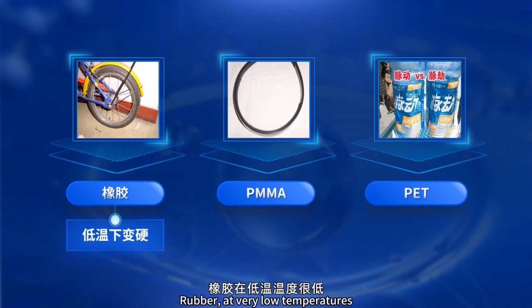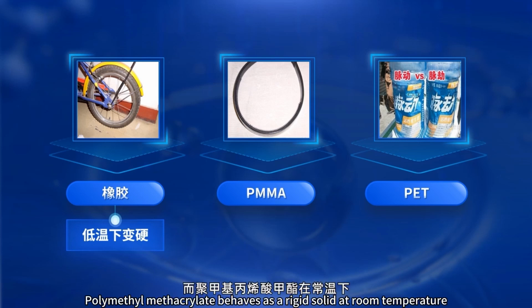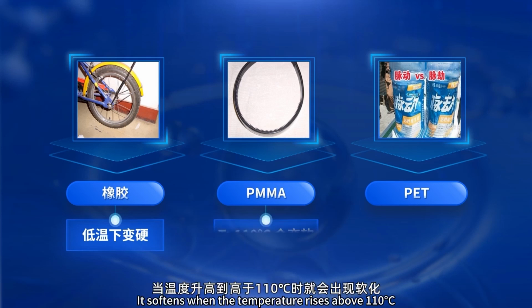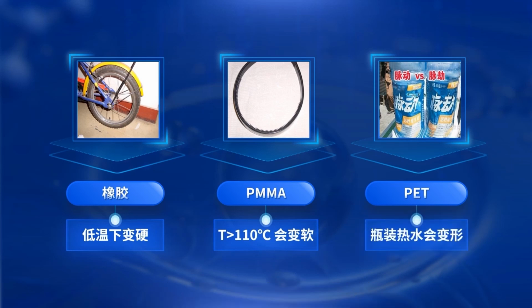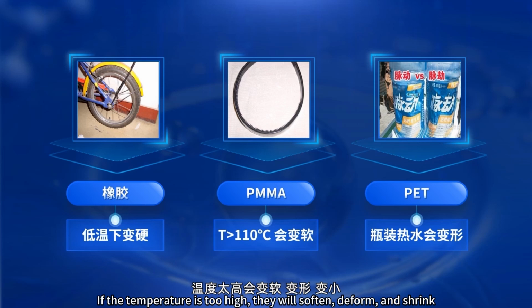Rubber, at very low temperatures, typically below 0 degrees Celsius, becomes hard and brittle. Polymethyl methacrylate behaves as a rigid solid at room temperature. It softens when the temperature rises above 110 degrees Celsius. Plastic water bottles should not be used for hot water. If the temperature is too high, they will soften, deform, and shrink.